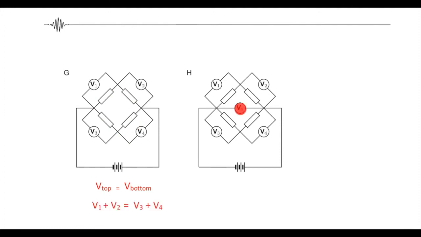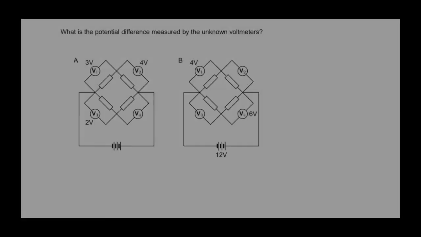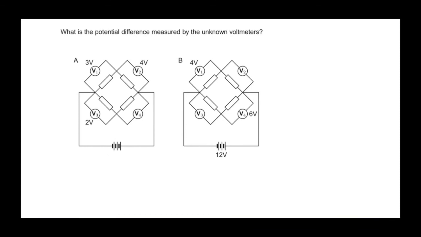In circuit H, V5 is new. V5 is actually catching you before you go into either of the parallel branches and afterwards. So V5 is measuring over the whole parallel connection. And remember, over the whole parallel is equal to the potential difference over the top, which is equal to the potential difference over the bottom. And then that gives you V5 is equal to V1 plus V2 in the top branch and V3 plus V4 in the bottom branch. To see if you understand this, pause the video, do number A and B, and then just come back to check if you're right.